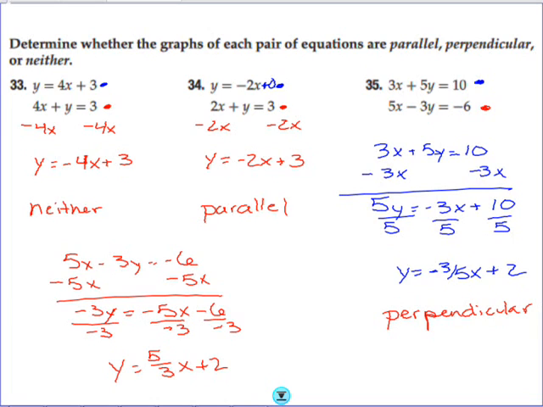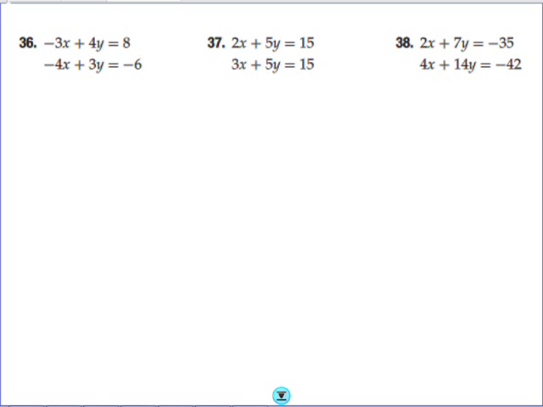You have on that page 3 more examples. There they are. I want you to do these and then bring them into class, and we'll go over them in class. You have to put them in slope-intercept form and then decide whether they are parallel, perpendicular, or neither.